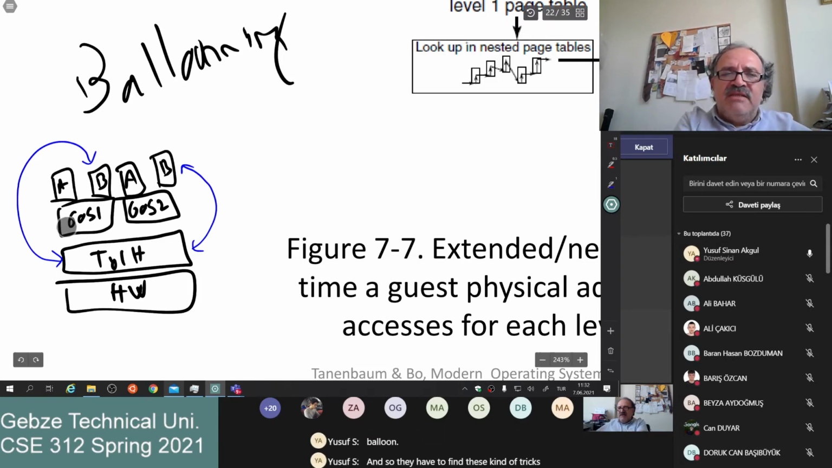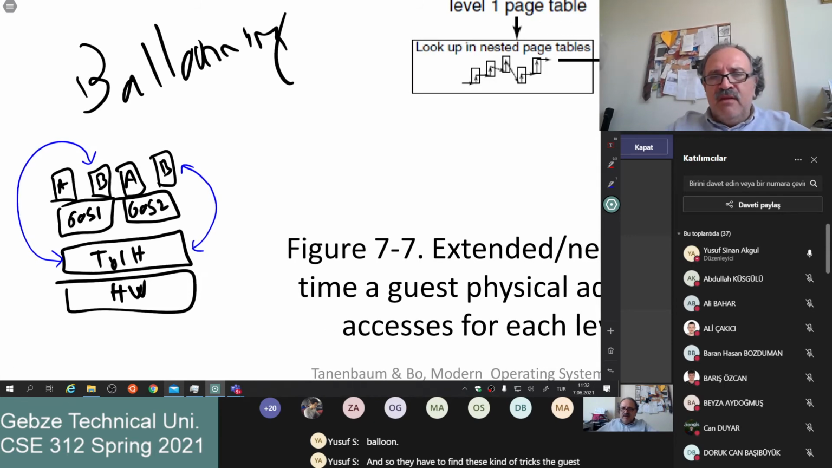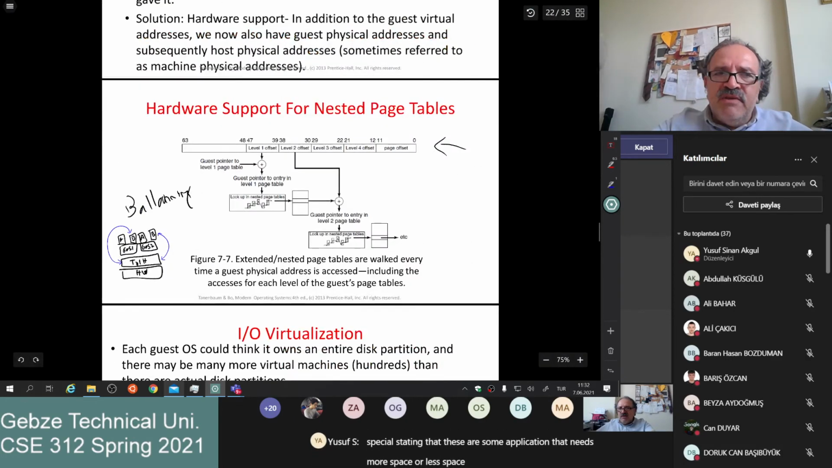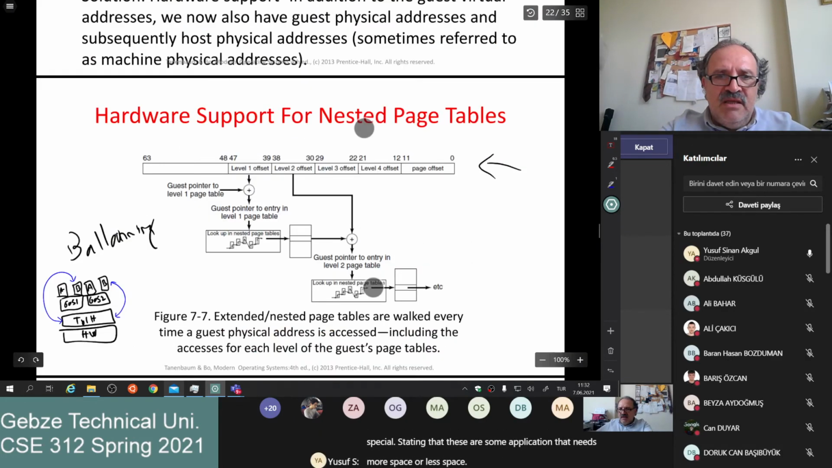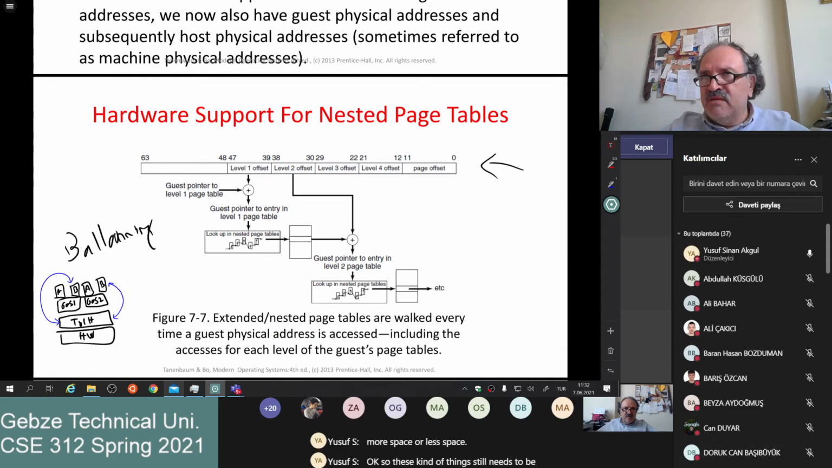The guest operating systems, neither of them, know anything about these balloons being special. They think that these are some application that needs more space or less space. So these kind of things still need to be done, because the guest operating systems don't know that they are being virtualized. Okay, good. So memory virtualization, again, with the help of the hardware, becomes more efficient.